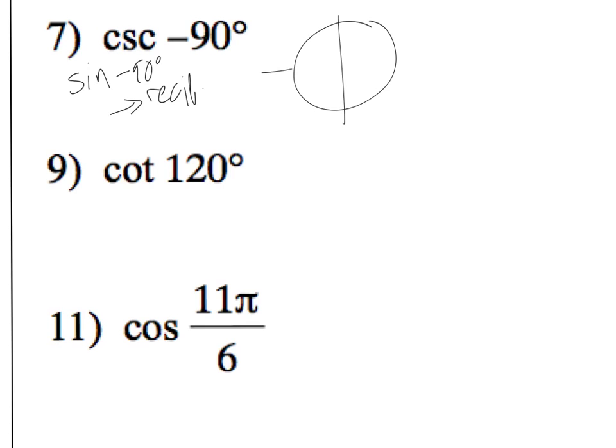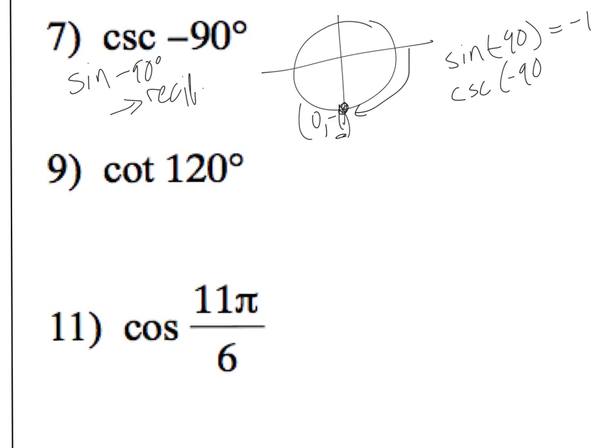First off, I can figure out where that is. Negative 90 is down here. My coordinates are 0 and negative 1. At this point, sine of negative 90 is negative 1. That's the y value here. So cosecant of negative 90 is going to be the reciprocal of negative 1, which is negative 1 over 1, which happens to be the same thing. If you flip negative 1, it stays negative 1.